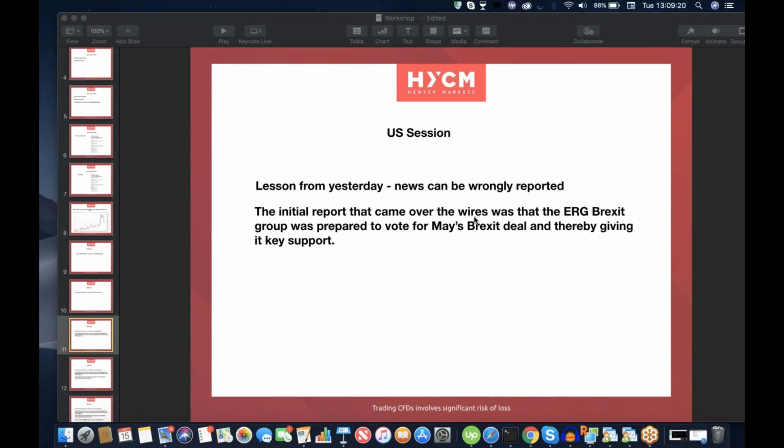And the news was that the ERG Brexit group was prepared to vote for May's Brexit deal, thereby giving it key support. Obviously one of the key issues for Theresa May is, can she get her Brexit deal voted through the UK Parliament? It's widely expected that she won't be able to. However, when this news came out, the fact that she might be getting some extra support meant that people were buying the pound, because if May's Brexit deal is accepted by the UK Parliament later today, the pound will appreciate maybe as much as 700, 800, 900 points. We're looking, especially over time, at the pound rising to about 1.38 on the back of the end of the Brexit deal.